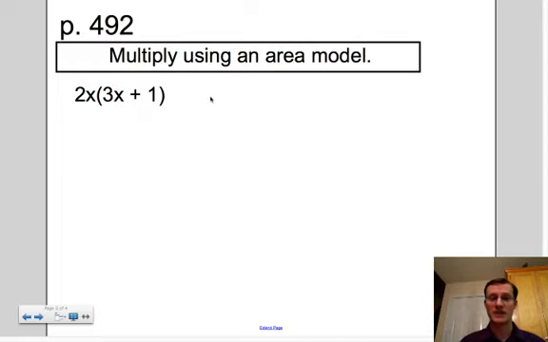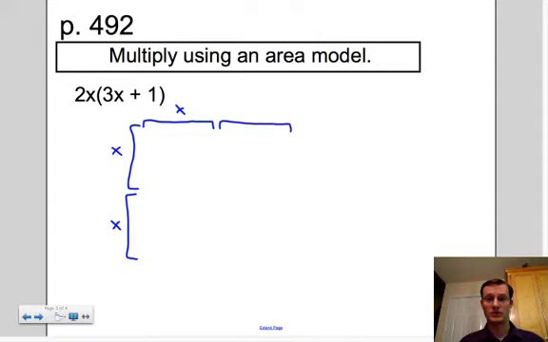Well, let's do this a little differently. This time we're going to use an area model. Now, we're going to say that the 2x, let's call that some unknown quantity. Let's say this is x, and then there's 2 x's. So let's say it's 2 x's tall. Now, we're also going to look at the 3x plus 1. Well, there's 3 x's, so 1x, 2 x's, 3 x's, and then we know this is 1.